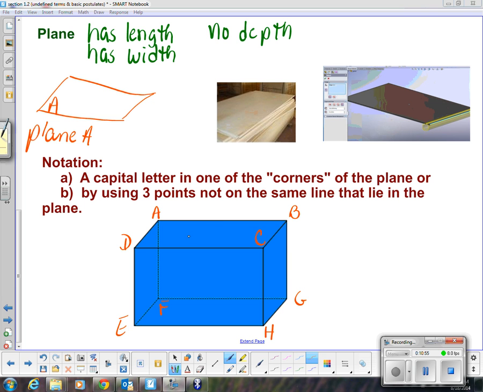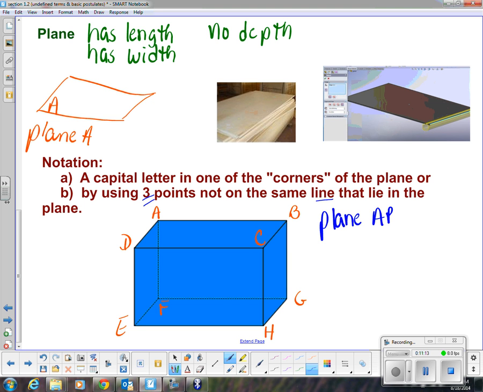All right, so now in this case, there's lots of planes here. There's a top plane, there's a bottom plane, there's a front plane, there's a back plane, there's a left plane, there's a right plane. And so if I want to refer to a plane, then I'm going to need to use 3 points that are not on the same line. For example, I could refer to plane A, B, C. So we look at point A, we look at point B, we look at point C. This is definitely referring to the top.